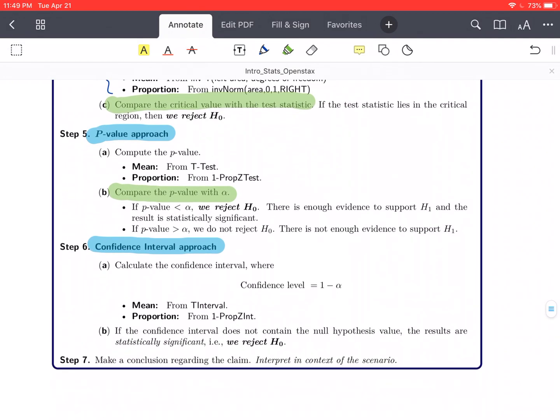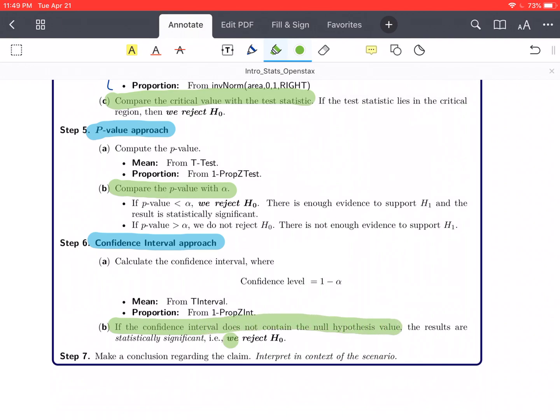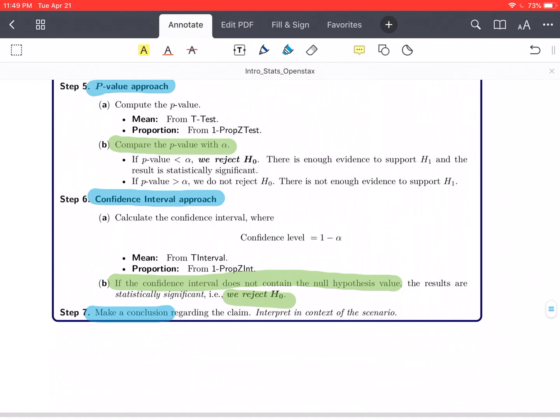And then same thing with the confidence interval. You can create a confidence interval and then just determine if your confidence interval contains the null hypothesis value or not. And that would give you that information. So if it does not contain the null hypothesis value, we reject the null hypothesis. Okay? And then, of course, the last step would be to make a conclusion. Okay? So not only do we say reject or do not reject, we need to answer in context. So we just need to make a statement about whether or not there's sufficient evidence here.